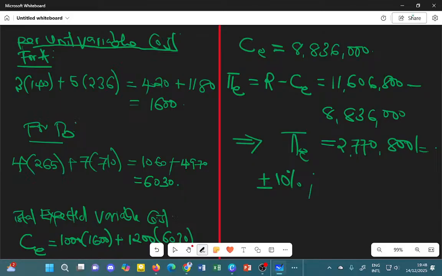10%. That should mean that it varies between negative 10 to positive 10. That is for labor. And that of materials is plus or minus 5%. That should mean that it varies between minus 5 and positive 5.